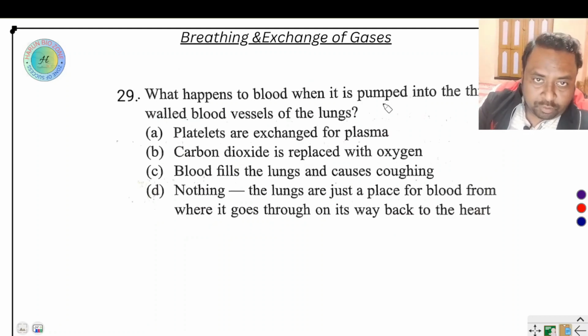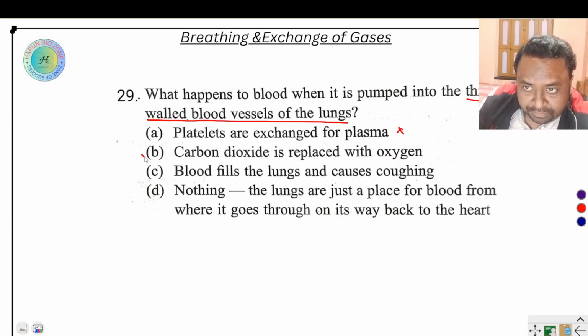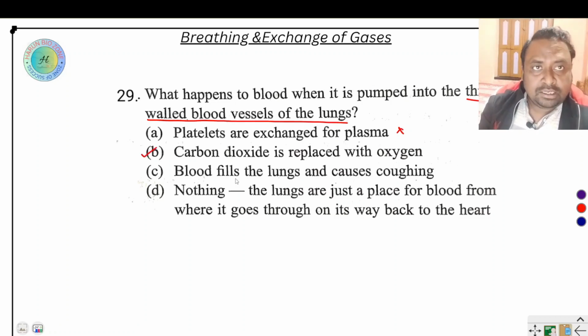What happens to blood when it is pumped into the thin walled blood vessels of the lungs? Platelets are exchanged in the plasma? False. Carbon dioxide is replaced with oxygen? Yes. Only here in lungs, thus carbon dioxide is replaced with oxygen.